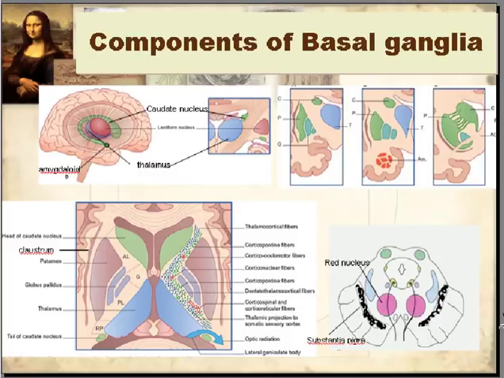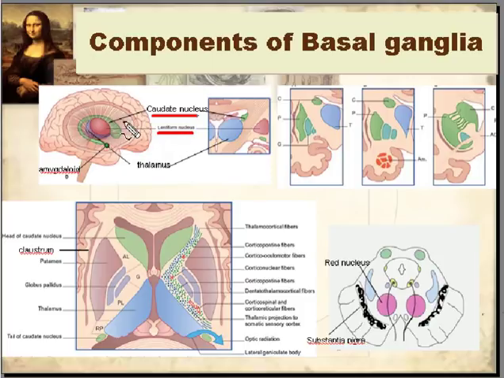Now, the basal ganglia typically consists of two main regions. One is called the caudate nucleus, which is a mass of gray matter present in relation to the lateral ventricle. And we have the second one, which is called the lentiform nucleus. Now, the caudate nucleus and the lentiform nucleus together form what is known as the corpus striatum.